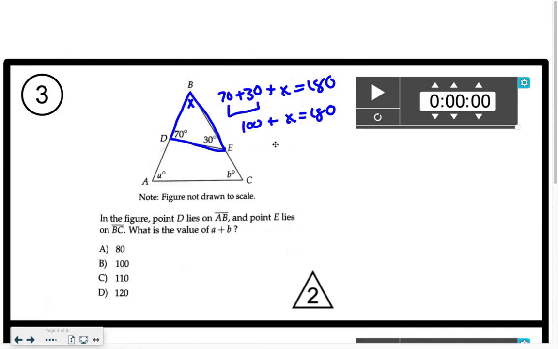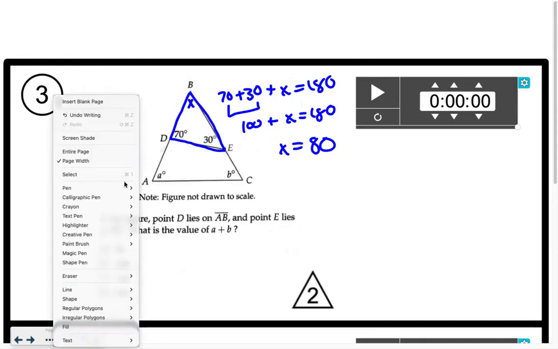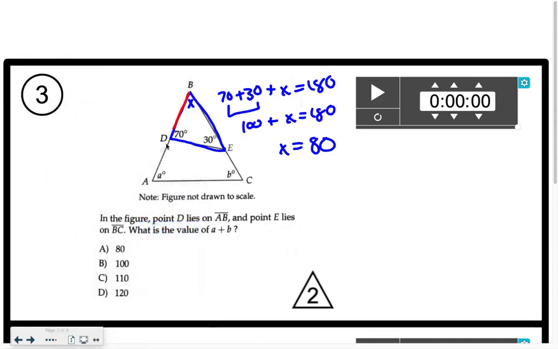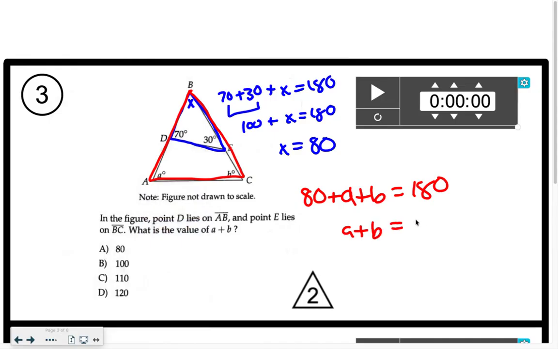And then I subtract, so X is 80. All right. Now I go to the bigger triangle. So if I look at the bigger triangle, those three angles also have to add up to 180. Well, I know that's 80 plus A plus B. That has to equal 180. And if I get A plus B by itself, then A plus B is 100. And that's what they want, the value of A plus B. So it's not like it took me that long, but the answer is 100.